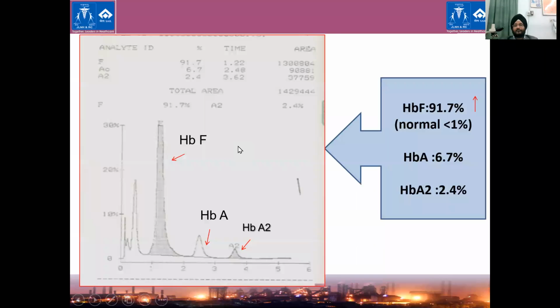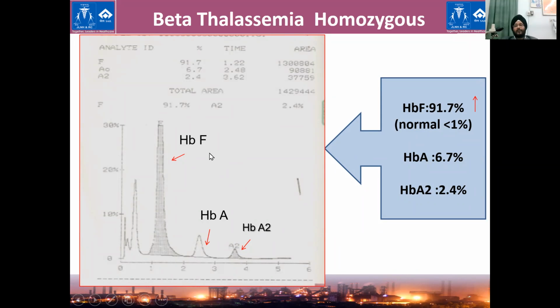We'll start with something which is very familiar to all the pediatricians. I hope every one of you will be able to say what it is. This is a 1-year-old child who presented with anemia. So we can see HbF is very high, HbA is very low, HbA2 is normal. So this is a typical finding of beta thalassemia homozygous.